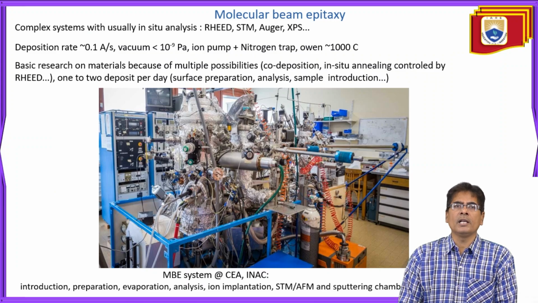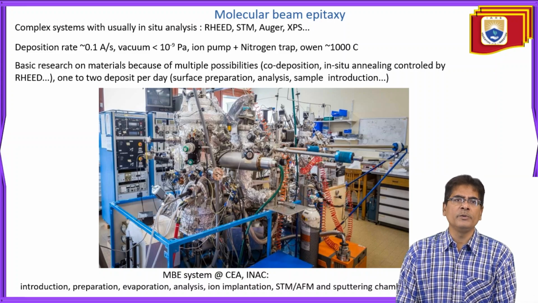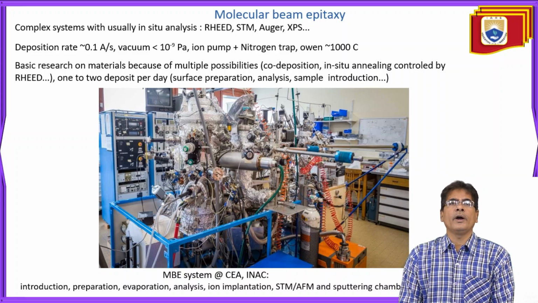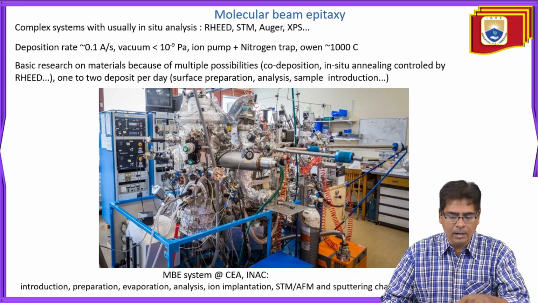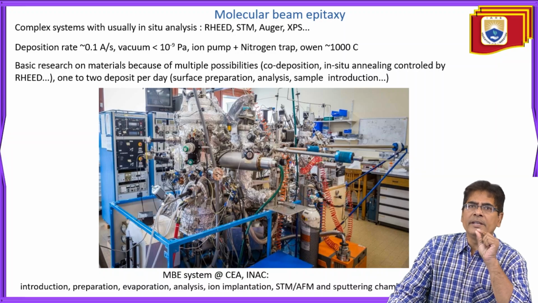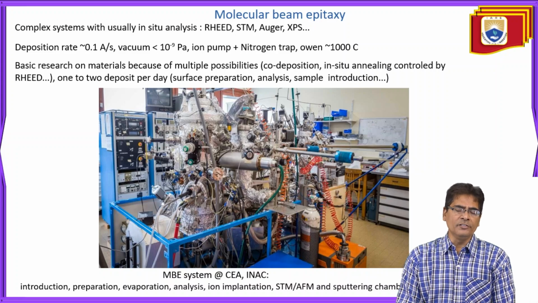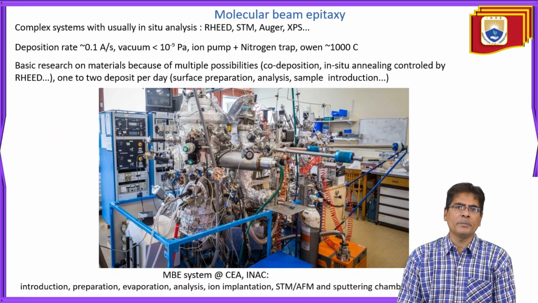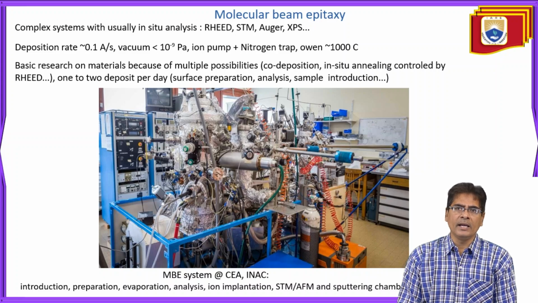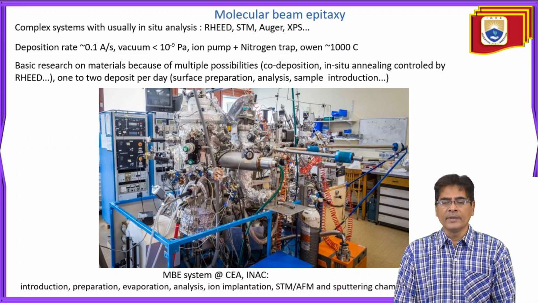When we speak about molecular beam epitaxy, complex systems are usually inside, with in situ analysis: RHEED, STM, Auger, XPS. The deposition rate is around 0.1 angstrom per second. Vacuum is less than 10 power minus 9 pascals. Ion pump plus nitrogen trap, oven around 1000 degrees centigrade. This is basic research on materials because of multiple possibilities, like co-deposition, in situ annealing controlled by RHEED, 1 to 2 deposits per day, surface preparation, analysis, and sample interaction. So this is the molecular beam epitaxy system at CEA at INAC.